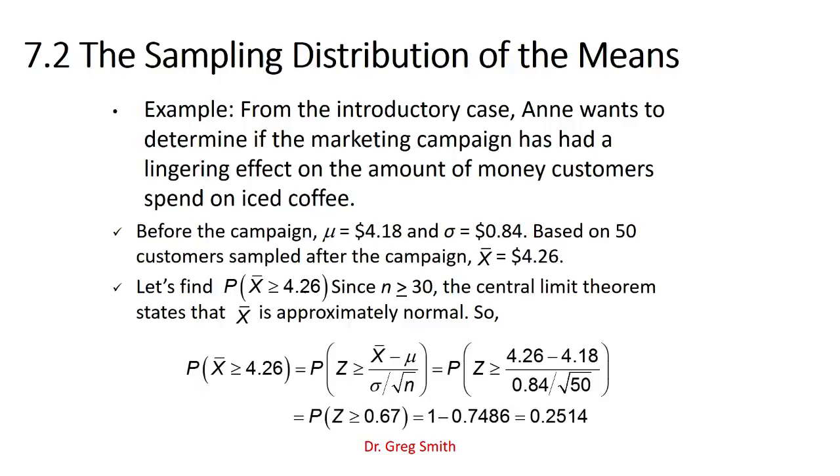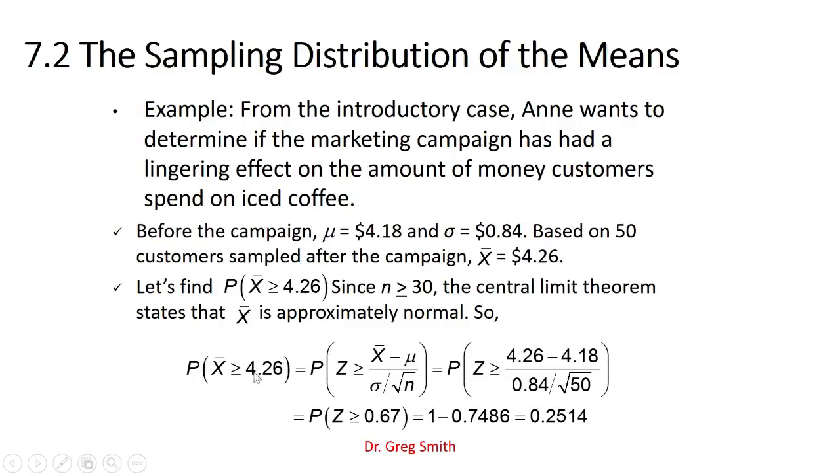So back to this original thing, and then we'll wrap up this chapter. This campaign for Starbucks. We knew before she took that sample that historically we believe people spent $4.18 with a standard deviation of 84 cents. Well, this manager, Ann, sample of 50 gave a mean of 4.26. The question would be, what's the probability that that sample mean is greater than or equal to 4.26? Knowing nothing about the distribution of the underlying data, only that she took a sample of size 50.